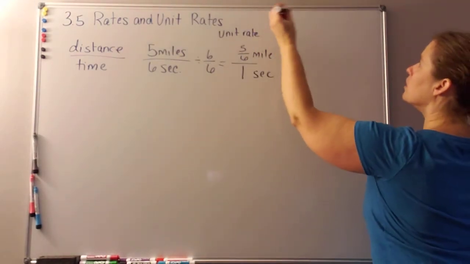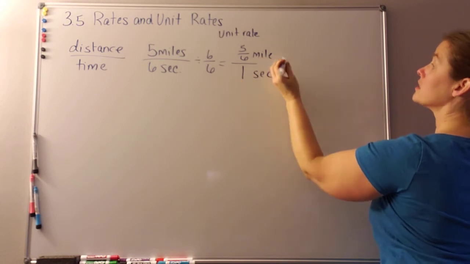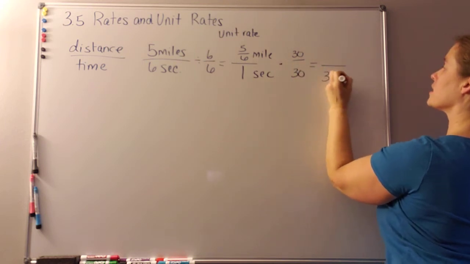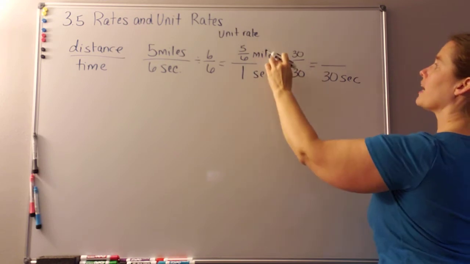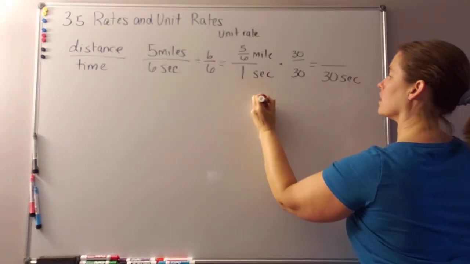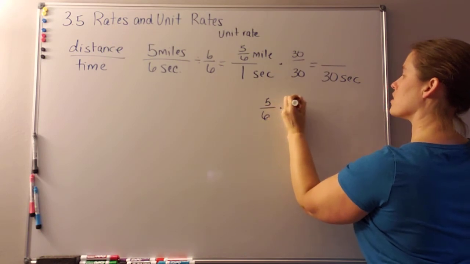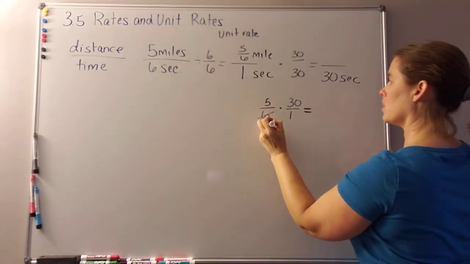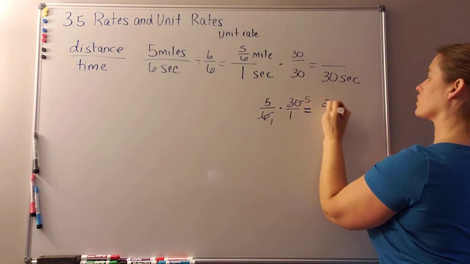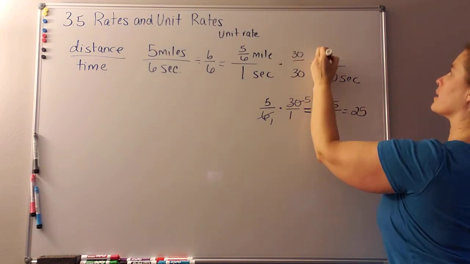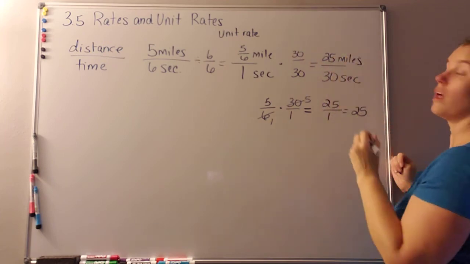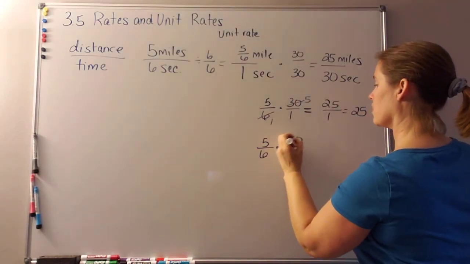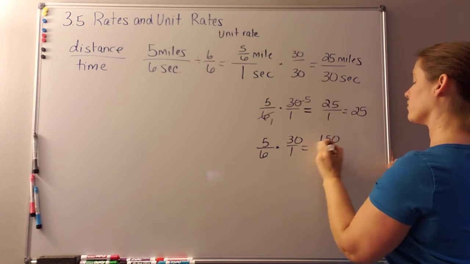What do we have to multiply by if we want 30 seconds? That's right, we multiply by 30 over 30. So we know we're going to have 30 seconds on the bottom because 1 times 30 is 30. 5/6 times 30. Remember how to multiply fractions. Write 30 as a fraction over 1. If you like to cross cancel, go ahead. That becomes a 1. That becomes a 5. You have 25 over 1 or 25. You go 25 miles in 30 seconds.